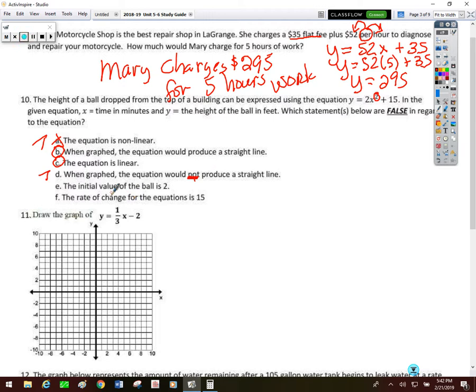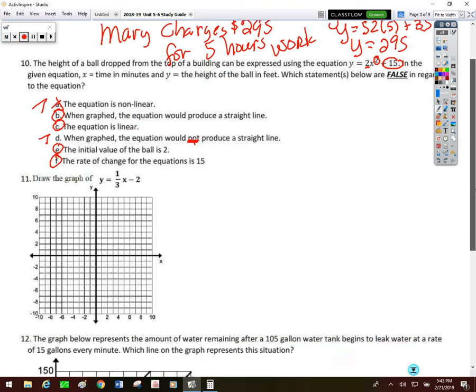The initial value of the ball is 2. Well, no, the initial value is 15. That's a false statement, okay? The rate of change for the equation is 15. That's also a false statement because the rate of change is the slope, which is the number in front of x. Okay, so just take your time and read these. Again, the question you have on the test may be something like this, but you're not going to have to do like 8 or 10 problems to read. Okay, let's go real quick.